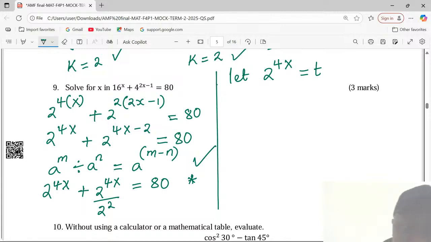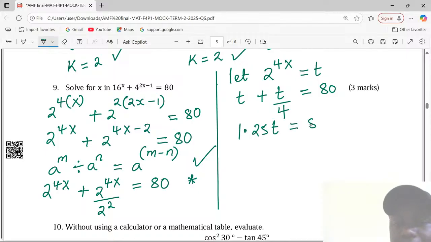Now, if we let it be t, then instead of 2 power 4x, we say t plus t out of 4 equals 80. t out of 4 is a quarter t. So 1 1/4 or 1.25 t equals 80. And from here we can say the value of t equals 80 divided by 1.25. Ladies and gentlemen, I'm getting 64.